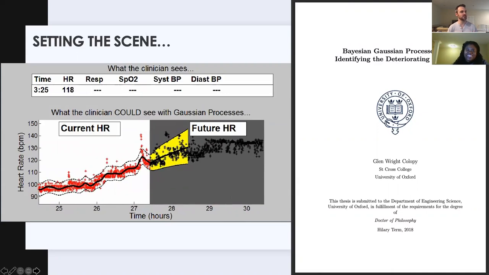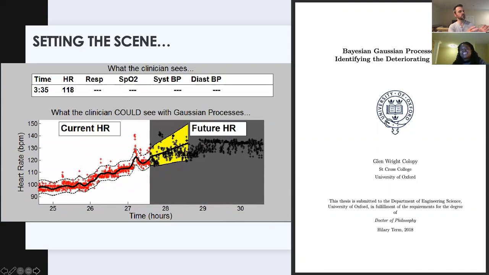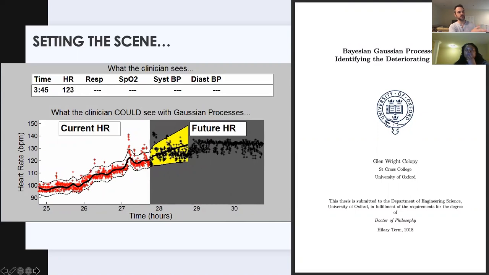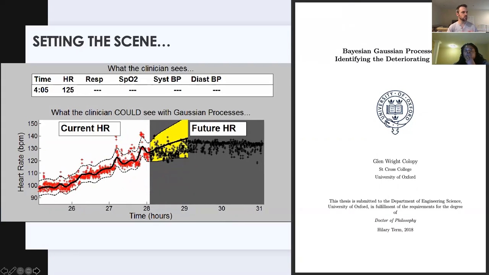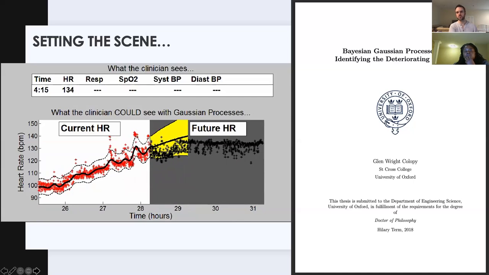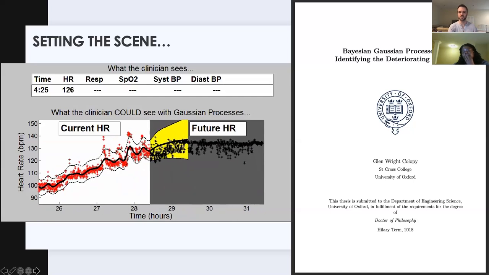And the idea was something like this. We're going to be fitting Gaussian processes, like that time series model that you see on the left side. We're going to be doing cool stuff with them, and we're identifying deteriorating patients, and it's going to be great.